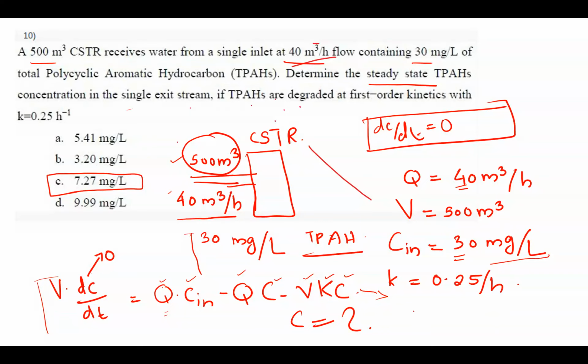See here, 0 equals Q, which is 40, into C in, which is 30, minus Q, again 40, into C, which we need to find, minus V, which is 500, into k, which is 0.25, into C. Yes, C we need to find out. You don't need to convert the milligram because no other term here is in grams, and the answer is in milligram per liter. Got it.